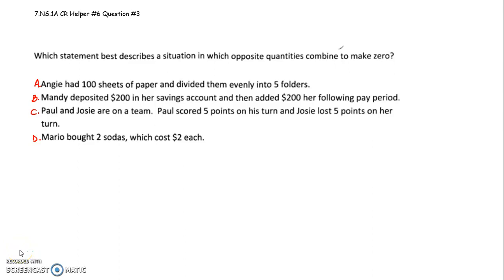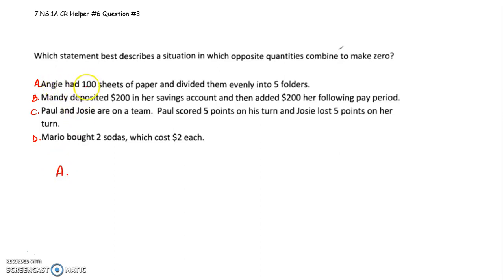Okay, 7th graders, this is to help you with question 3 on CR number 6. Which statement best describes a situation in which opposite quantities combine to make 0? What I would do is read over each A, B, C, and D, and actually figure each one out and see which ended up making 0. So let's take a look at letter A.